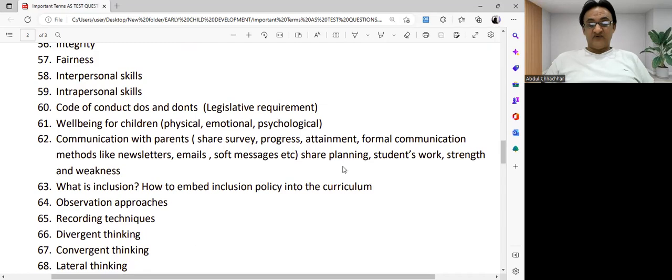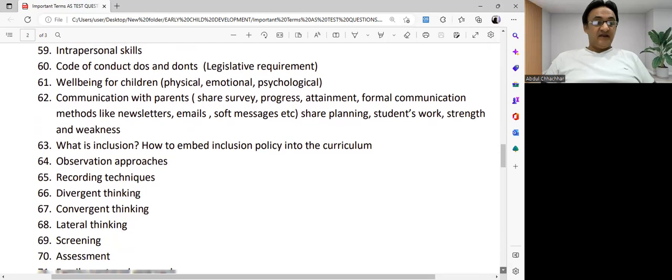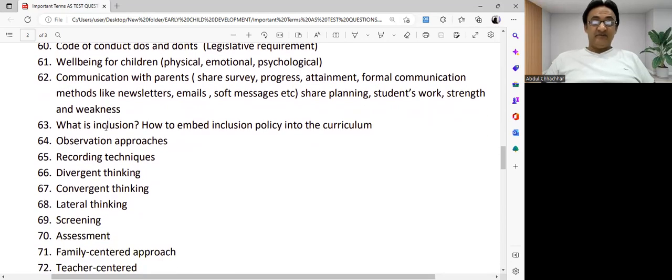This is the thing you should know. You should share the planning, what exactly you want to do, what you are expecting from the students, and how you're going to reduce the gap. And you can prepare the action plan for that. What is inclusion? Inclusion is very important.